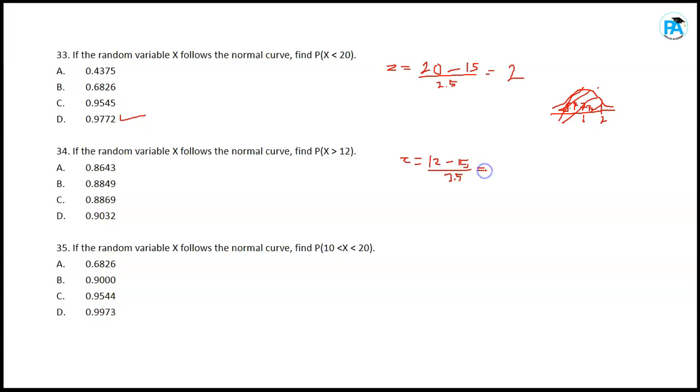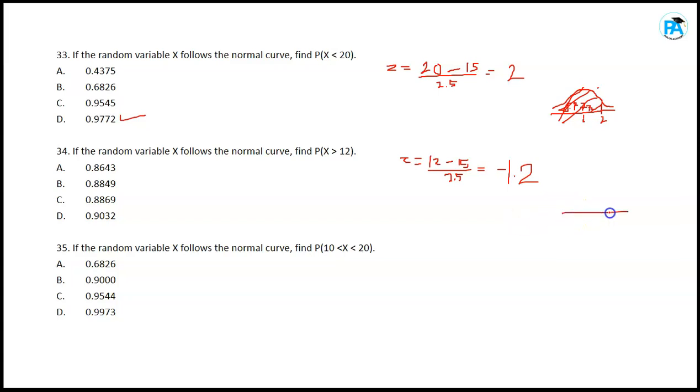2.5. So 12 minus 15 is what? Negative 3, isn't it? Negative 3 divided by 2.5 gives you what? It gives you negative 1.2, isn't it? Check it if I'm not mistaken. Negative 1.2. Kindly check it, please. Negative 3 divided by 2.5. Yeah, it gives you negative 1.2.